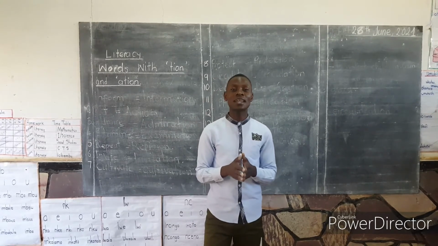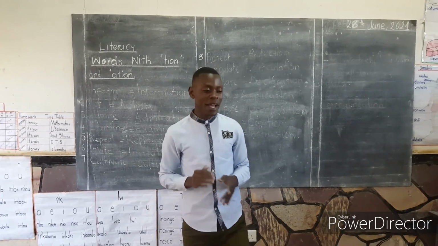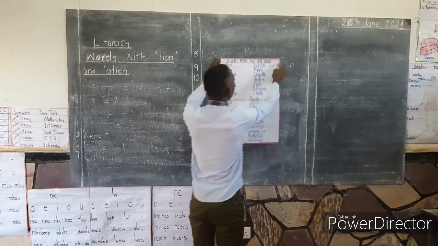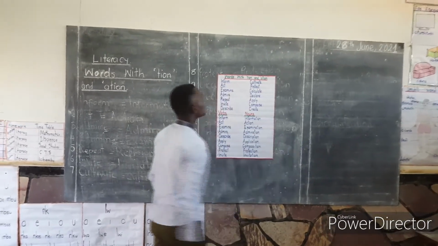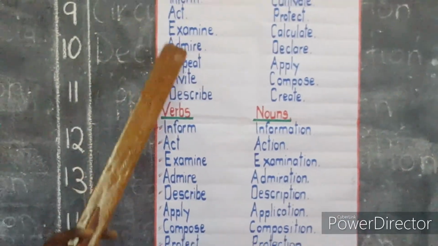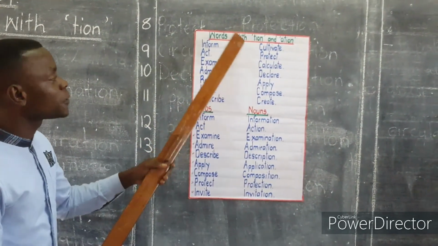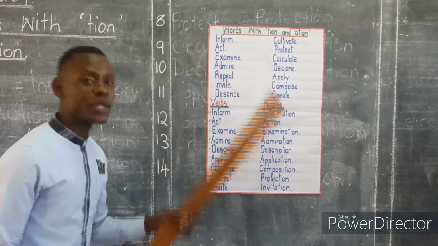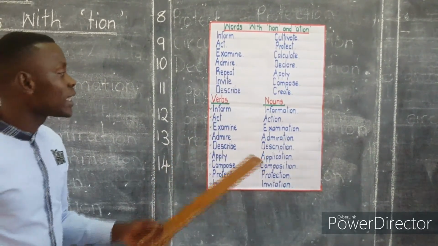Can we be ready now for the exercise that I'm going to give you? Before we go to the exercise, I prepared something on this chart to see if what I was teaching and going through with you matches what is on the chart. So we still have some words here: inform, act, examine, admire, repeat, invite, describe, cultivate, protect, circulate, declare, apply, compose, create. So if you forgot some of the words, here are the words.